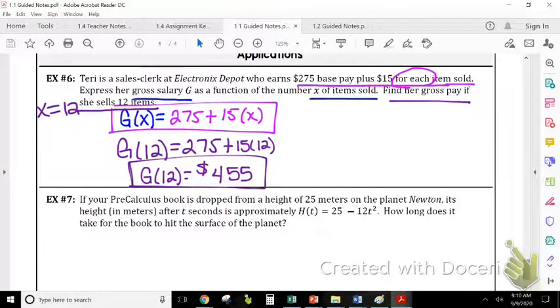All right, example 7 says, if your pre-calculus book is dropped from a height of 25 meters on the planet Newton, its height in meters after t seconds is approximately h of t equals 25 minus 12t squared. How long does it take for the book to hit the surface of the planet? So they gave us an equation here, and when they give us an equation, we have to make sure we know what those variables represent, okay?